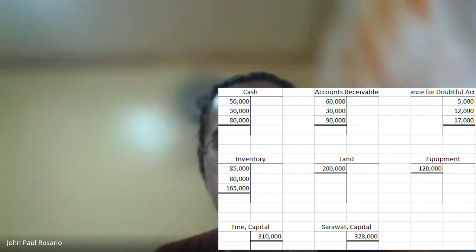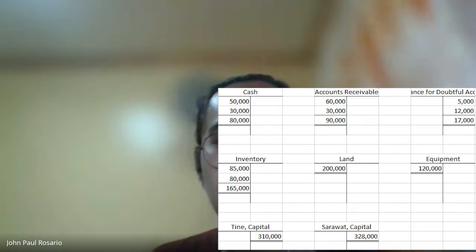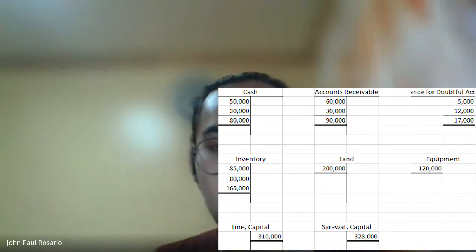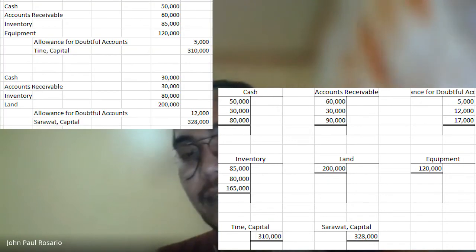Okay. So by posting the entries here. So we have cash. After cash, we have accounts receivable, allowance for doubtful accounts, inventory, land, equipment, and capital, Sarawat capital.